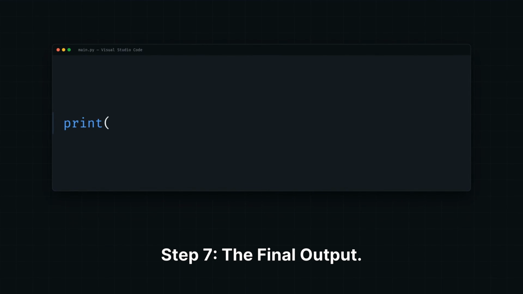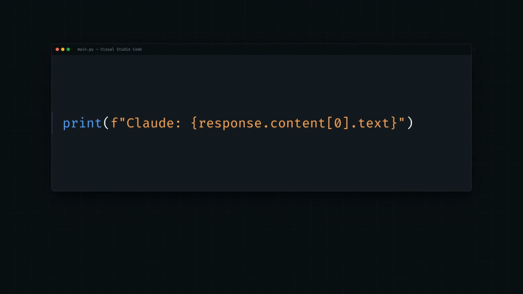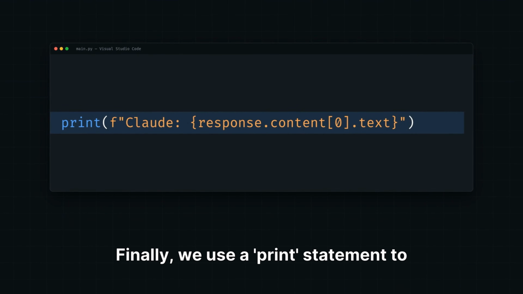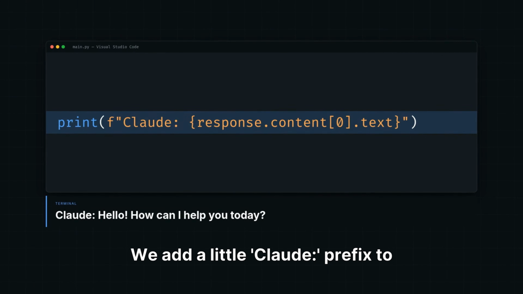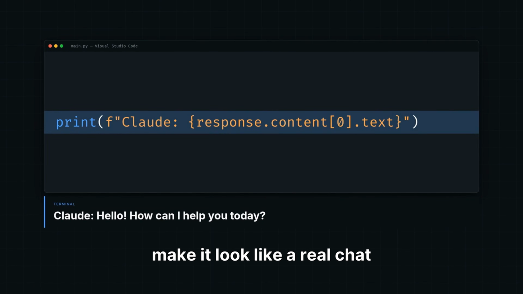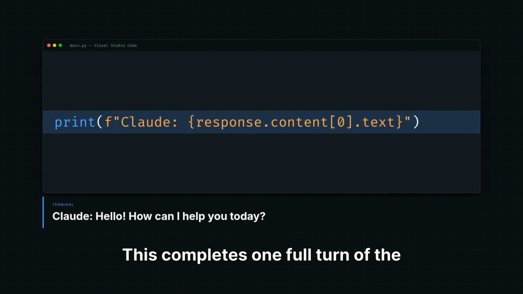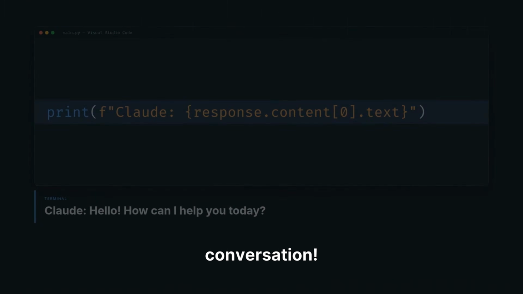Step 7. The final output. Finally, we use a print statement to show Claude's response on your screen. We add a little Claude prefix to make it look like a real chat app. This completes one full turn of the conversation.